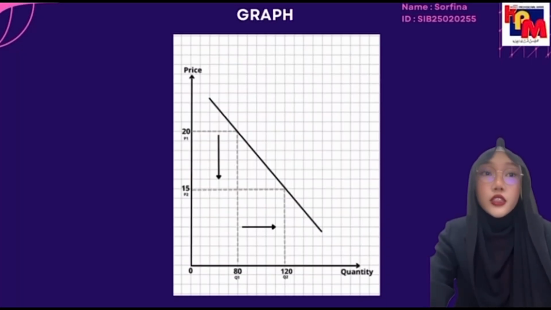As you can see, this is a flatter slope of the demand curve because a change in the price of the good causes a bigger percentage change in quantity demanded.